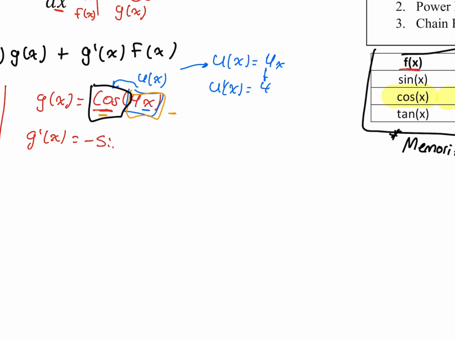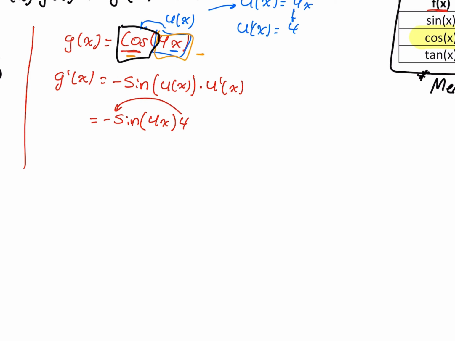So let's put negative sine here, times the inside, which is u of x, times the derivative of the outside, which is u prime of x. And you don't have to do these substitutions. I just did it like this to make it a little bit easier, but we can see that once we plug these back in, u of x equals 4x, and u prime of x equals 4, and then bring the 4 to the front just to make it a little bit neater. We have negative 4 sine of 4x.